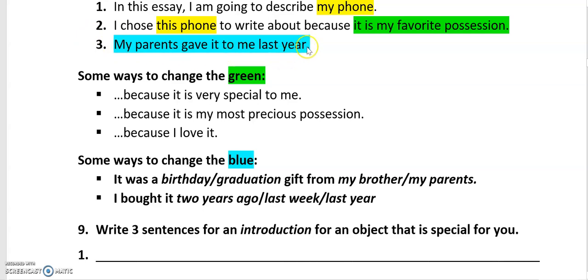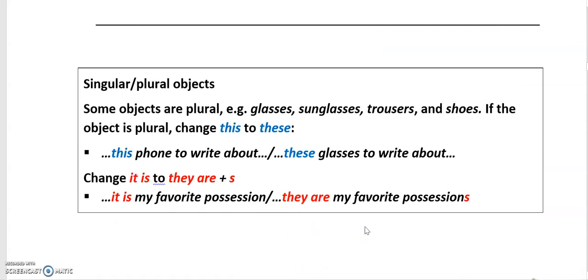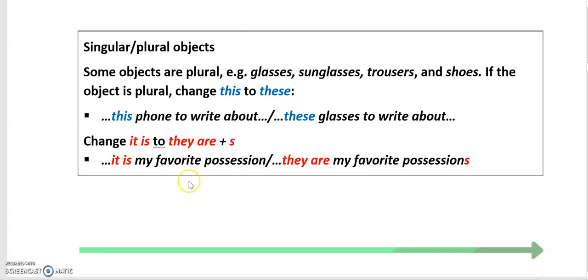Next, it depends on the item and how you got it. My parents gave it to me last year. It was a birthday present or a birthday gift from my brother. I bought it 2 years ago. I bought it last week. I bought it last year. Go ahead, practice that. And when you're done, come on down to using this and these.